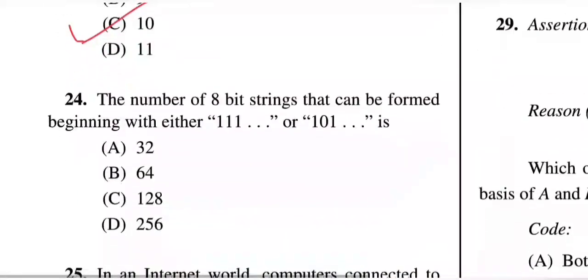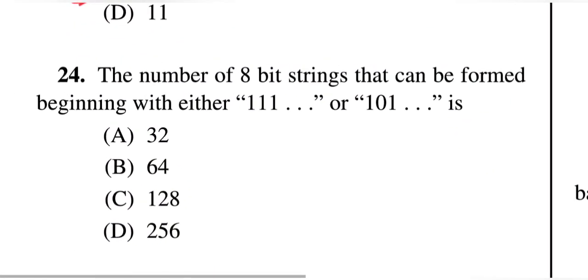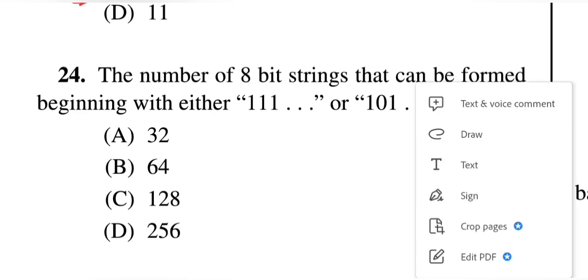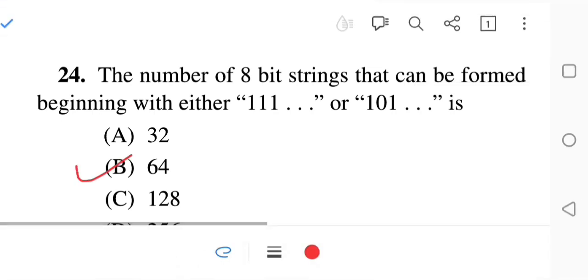23, number C. 24, it says the number of 8 bit strings that can be formed beginning with either 111 or 101 is what? 32, 64, 128, 256. Correct is 64. 64 is the correct answer of 24.